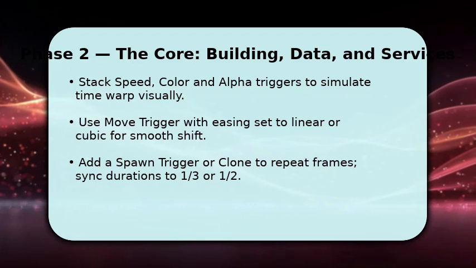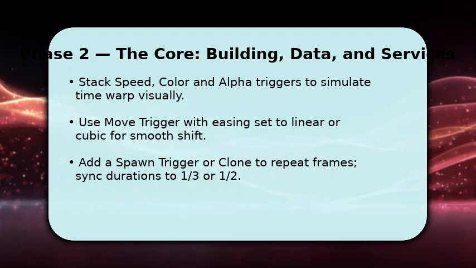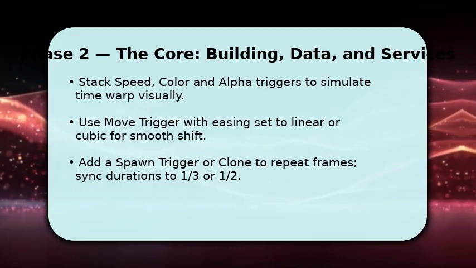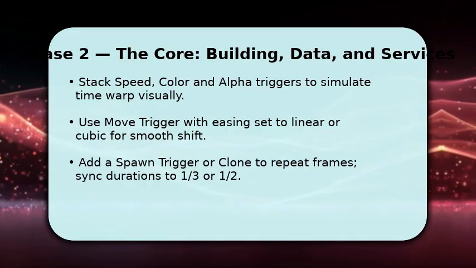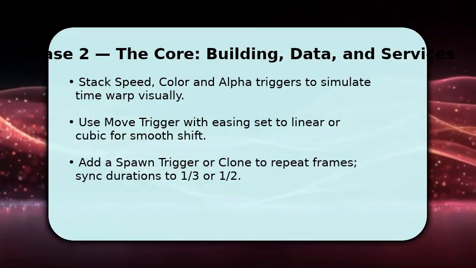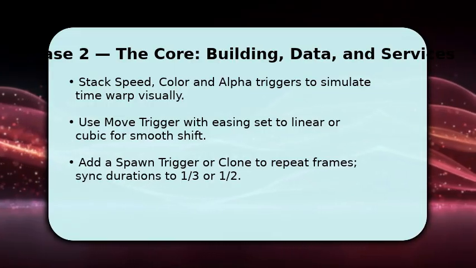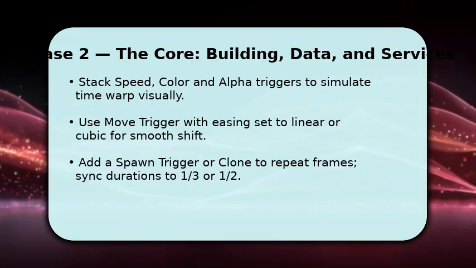You now layer visual and motion triggers to make the time machine feel real. Add color and alpha triggers to dim and tint the stage during the effect. This signals a temporal shift to the player. Then synchronize a clone or spawn trigger with your move trigger so objects repeat or freeze in place. That creates the illusion of paused frames.